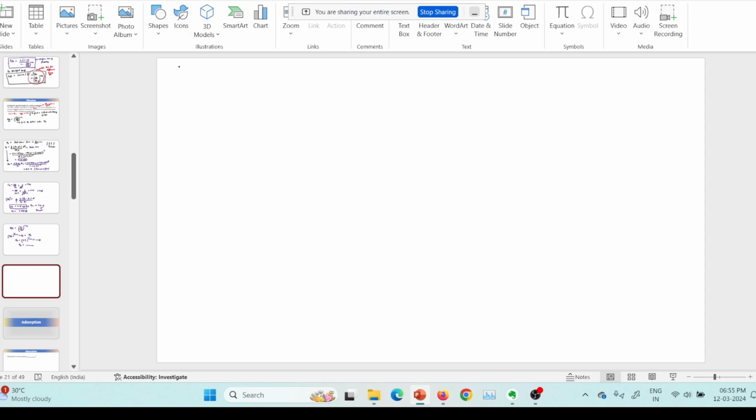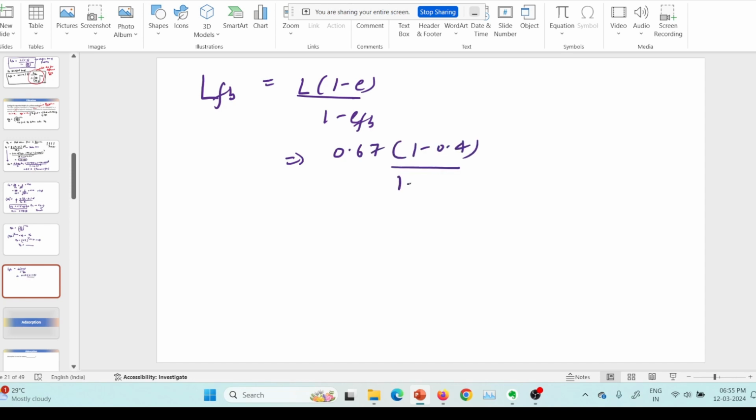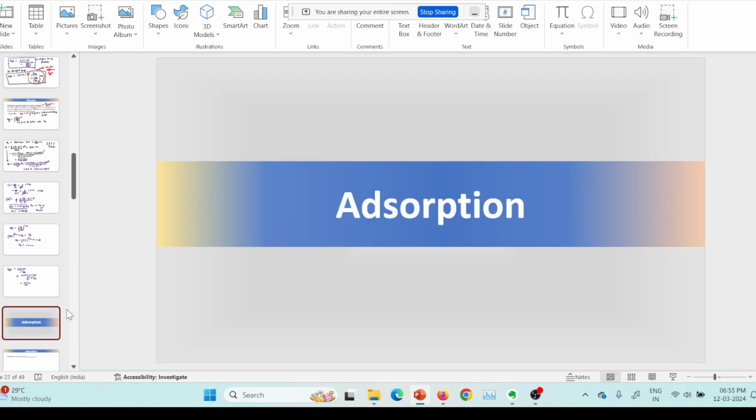what we need to calculate? LFB, the depth of the expanded bed. For this the formula is simple: L into 1 minus E divided by 1 minus EFB. L was 0.7, 1 minus E was 0.4 earlier. After expansion it became 0.7. So the LFB will be 1.34 meter. That's it. Now we will study adsorption.